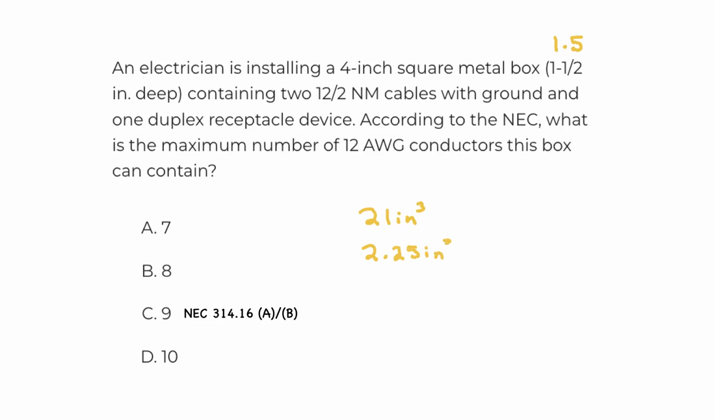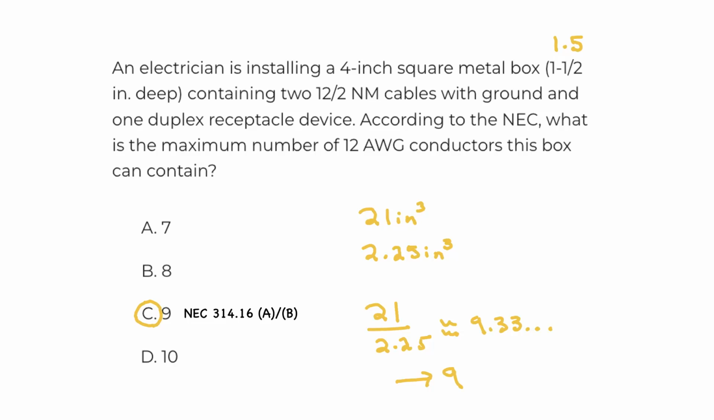So if we want to determine the maximum allowance of this box, then we simply divide the volume by the allowance of each conductor. So we take 21 divided by 2.25, which works out to approximately 9.33 repeating. But of course, we can't have part of a conductor. We need to round down in this case. So therefore, our final answer is equal to 9, and therefore the answer to the question is C.